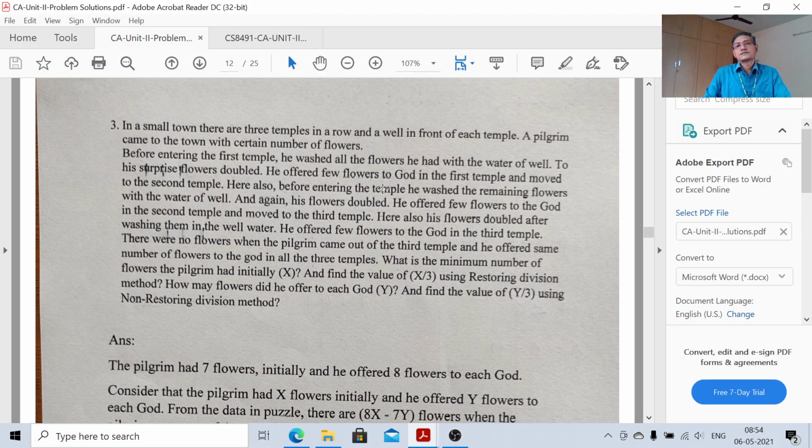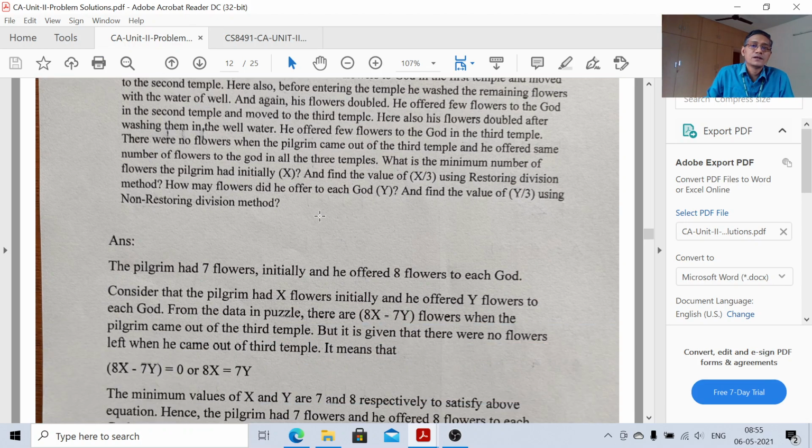So after he has given y flowers to the second temple, the same number of flowers as he had done in the first temple, it becomes 4x minus 3y after we come out of the second temple. Now when he entered the third temple, again the flowers doubled when he washed them in the well. So 4x minus 3y into 2 becomes 8x minus 6y. And he has offered the same y number of flowers, so it becomes 8x minus 7y. So after he came out of the third temple, he had 8x minus 7y.